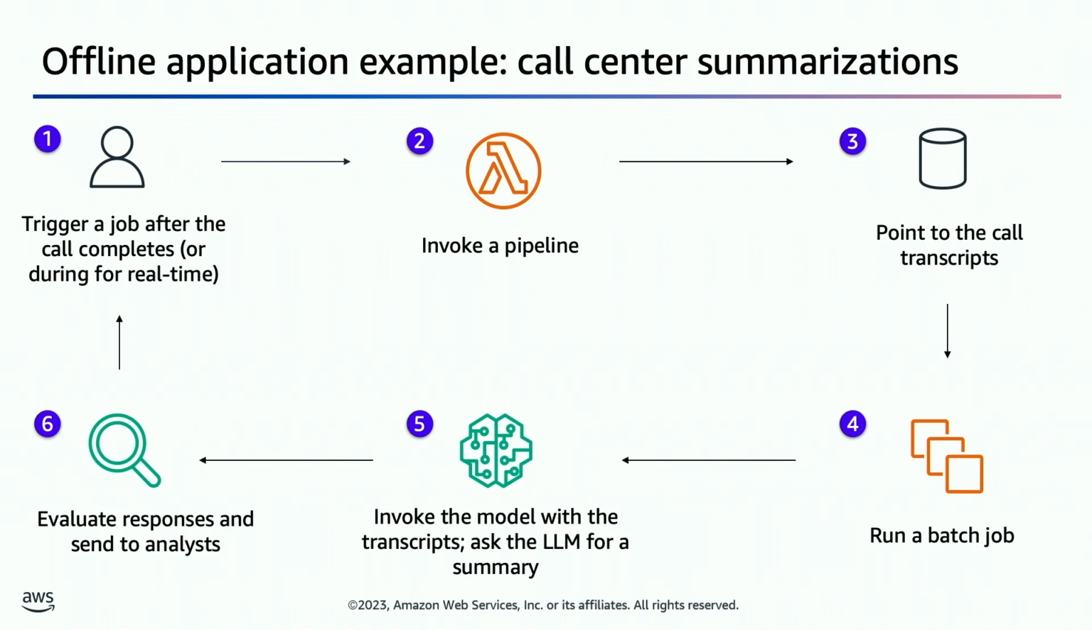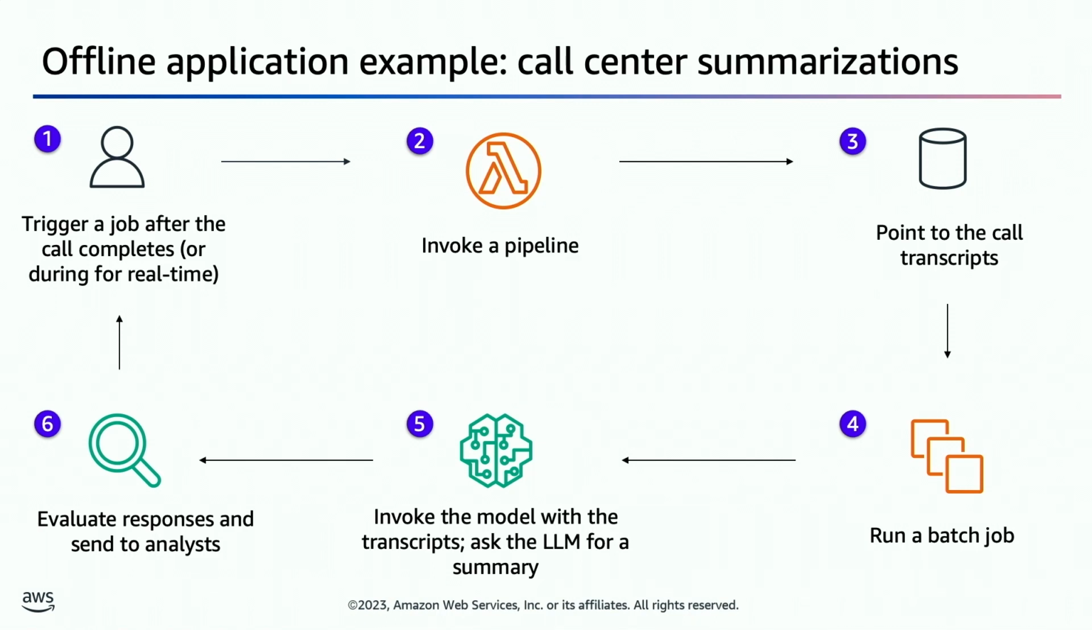So just some differences there. So I'm going to trigger my job, and then I'm going to invoke a pipeline. So I'll trigger this pipeline sort of based on the action. I'll trigger a pipeline, which could be in Lambda or could be in any orchestration tooling. And then I'm going to point to my call center transcripts.